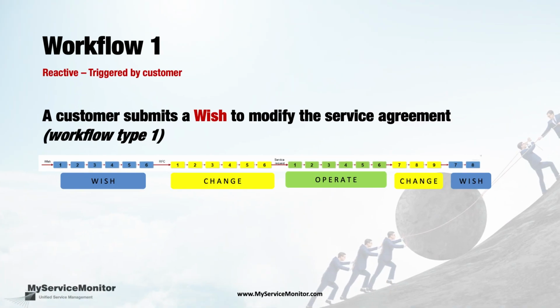Workflow 1 is triggered by the customer and so is a reactive workflow. In this case, a customer submits a wish to modify the service agreement. The wish or contract management process would go through some activities and trigger change management, who would then go through change activities and trigger operations. When the operate process completes, it notifies change management, who performs its end of process steps, and then in turn notifies the wish or contract management process, who ends the workflow.